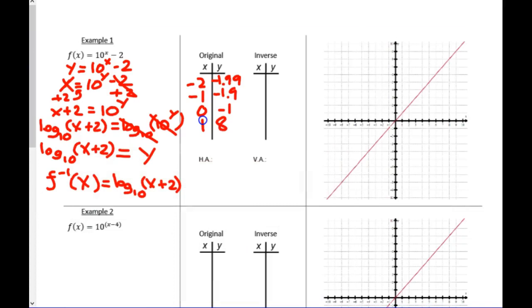Okay? So again, you type it in, you hit Control T, get the table, and then we're going to plot these points. So negative 2, negative 1.99 is almost there. Negative 1, negative 1.9. 0, negative 1. Oh, whoops. Back up. And then 1, comma 8. So this is coming down, and it does not touch that line.